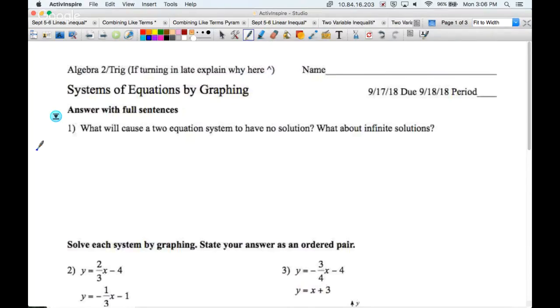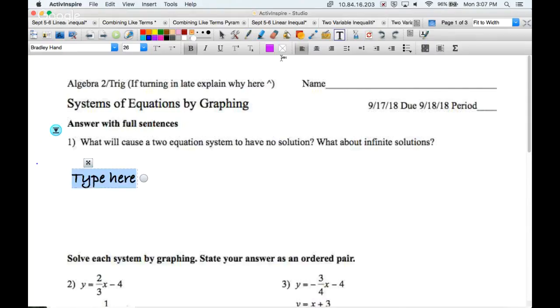Hello and welcome. This is going to be our homework help video for the systems of equations by graphing homework. The first question asks us, what will cause two equation systems to have no solutions? What about infinite solutions? Here's what I was looking for.